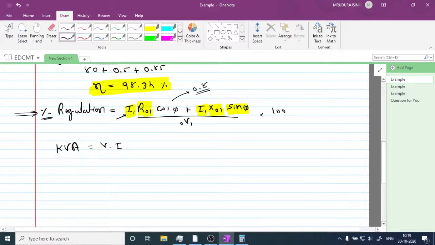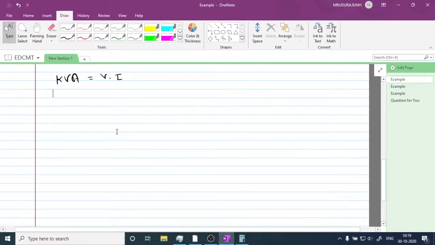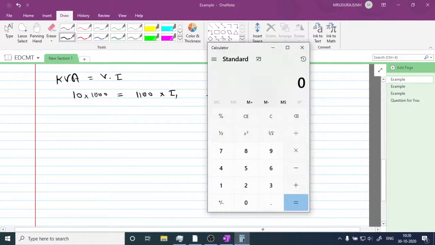Now let me get the values. The kVA rating of the transformer is 10 kVA, so we multiply it by 1000 and it becomes VA. Voltage is given to us as 1100, and I1, the current, we need to find. So I1 is equal to 10,000 divided by 1100. Just place the values in the calculator: 10,000 divided by 1100.